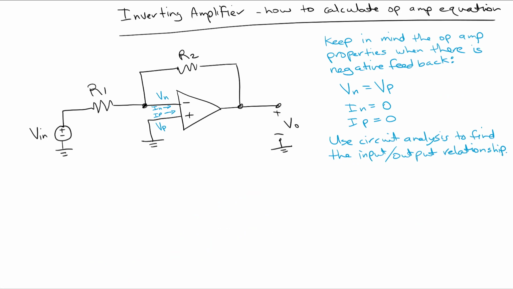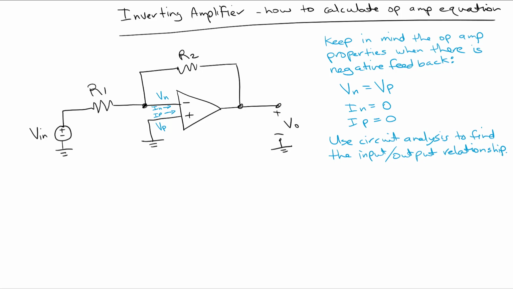So now, you should carefully go over your notes to understand how to calculate the op-amp equation and the closed loop gain for any arbitrary op-amp circuit that you're given. And in this presentation, I'm just going to show a very brief overview of how to do it.